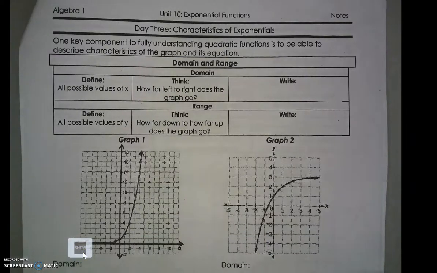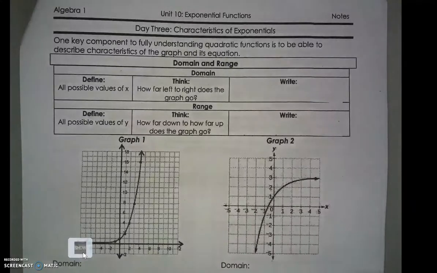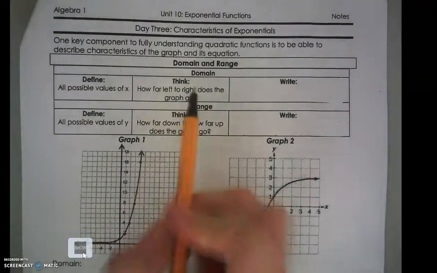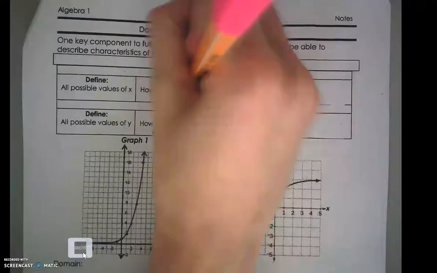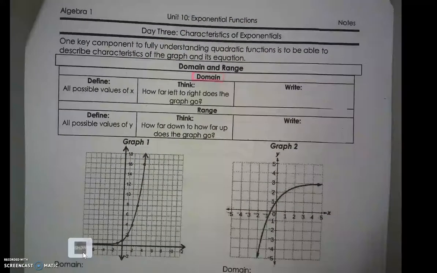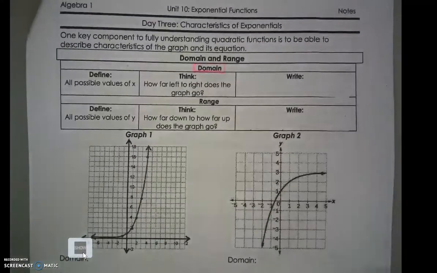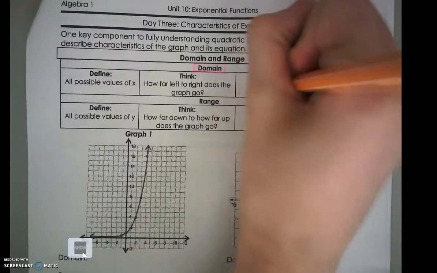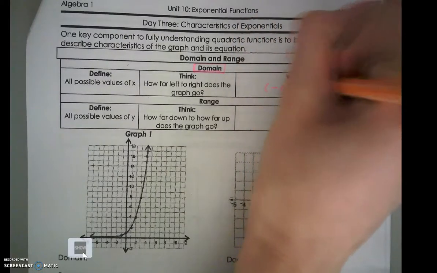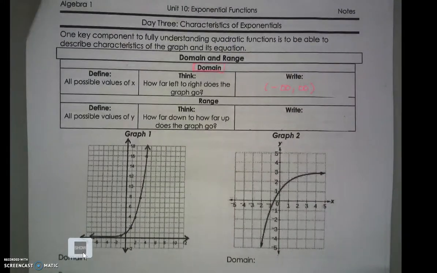About some characteristics of exponential functions. Again, the good news is many of these characteristics follow the same rules and are written very similar to what we learned in quadratic functions and even what we learned a little bit in linear functions. Remember, domain is all of your x values. And since we graph with two arrows, we are still talking about all my numbers, negative infinity to positive infinity.